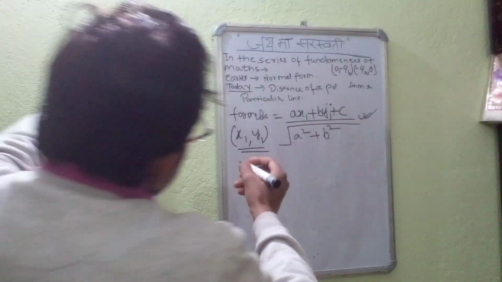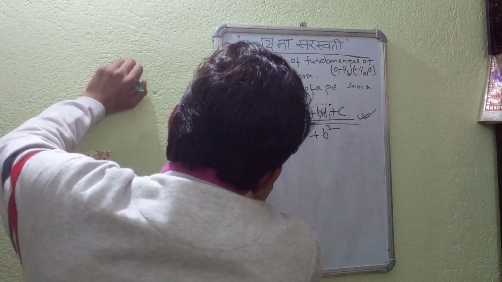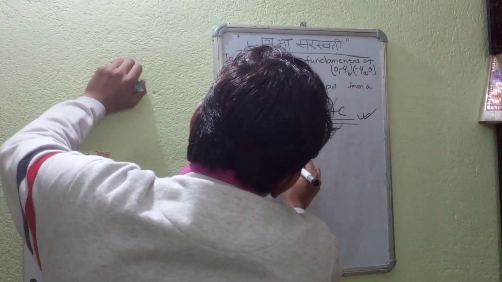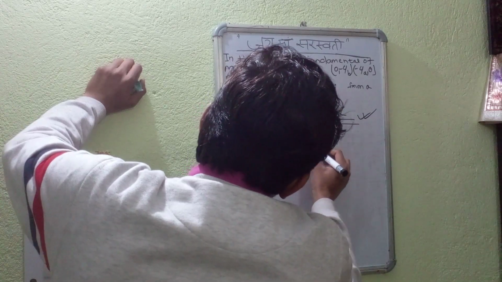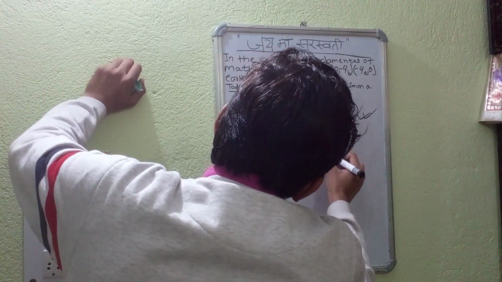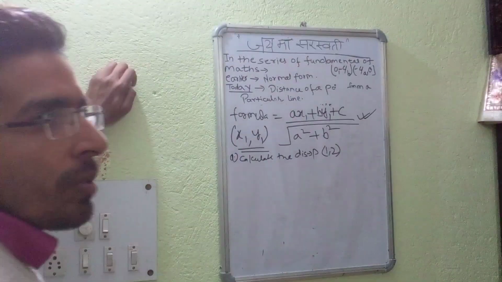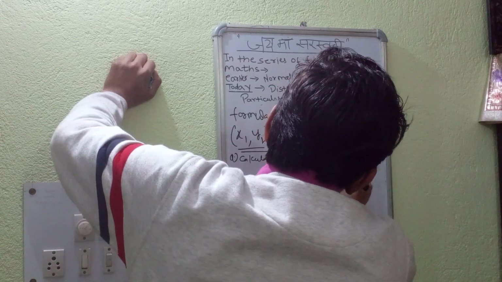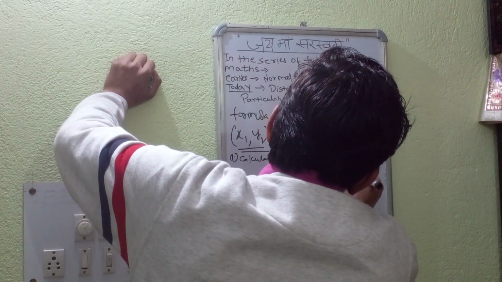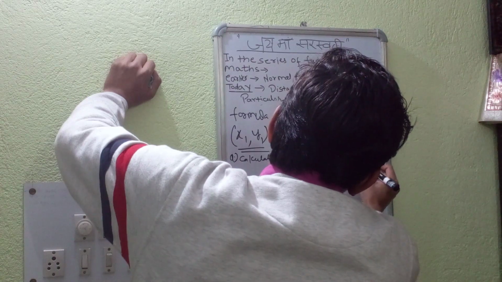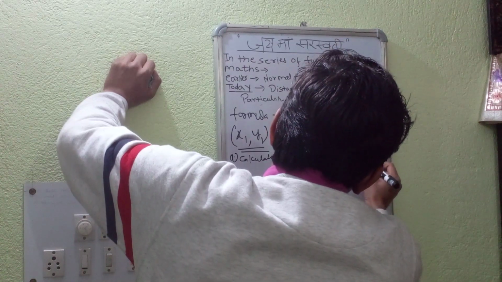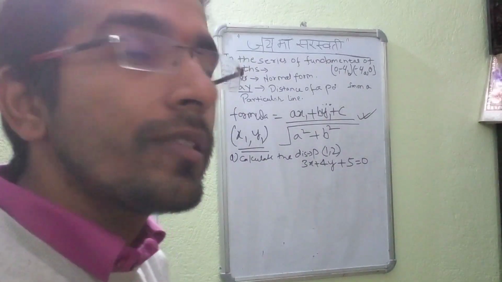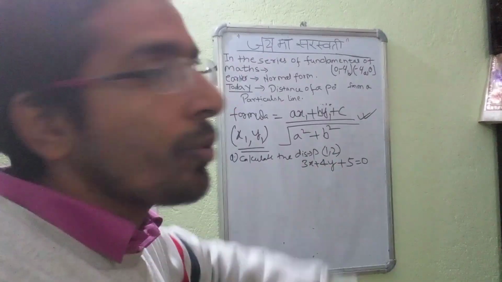Suppose, as an example, we will take one example to calculate the distance of a particular point. Calculate the distance of the point 1, 2, and from the equation, suppose it is given 3x plus 4y plus 5 is equal to 0, and the point is given 1, 2. So we have to calculate the distance of that point 1, 2 from this equation of line.